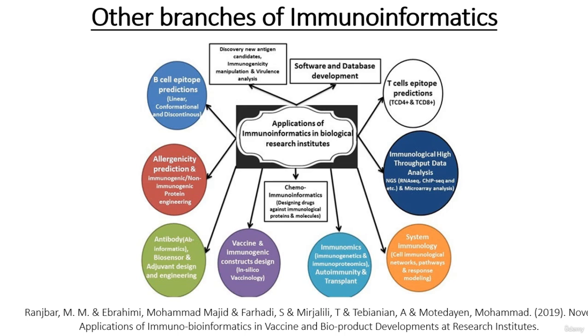Then the other branch is vaccine and immunogenic construct designing. Then you have immuno-omics, autoimmunity and transplant, systems immunology, which includes cell immunological networks, pathways, and response modeling. Then you have immunological high throughput data analysis, which includes NGS and microarray analysis. So these are the other branches of immunoinformatics. But here, let's just focus on reverse vaccinology.